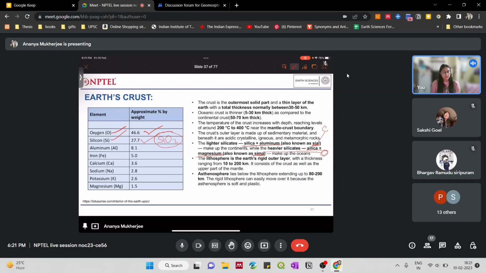Now we know that crust is distinguished on the basis of its chemical composition. If we speak about the mechanical categorization of the earth's interior, crust is part of the lithosphere. What is the lithosphere? It is the earth's rigid outer layer, but along with the crust, the lithosphere also contains some part of the upper mantle.